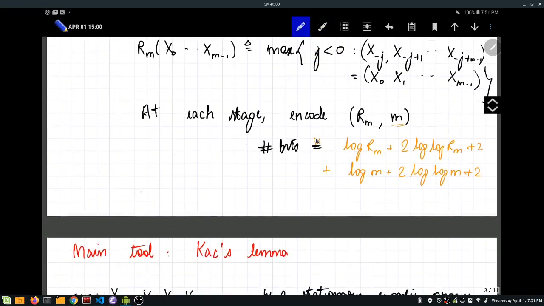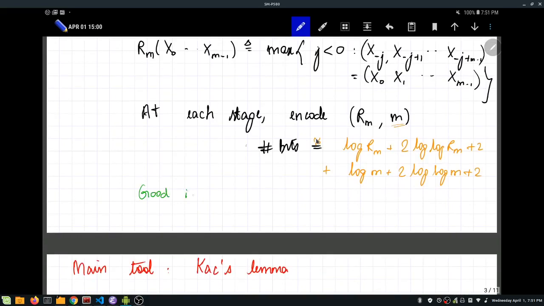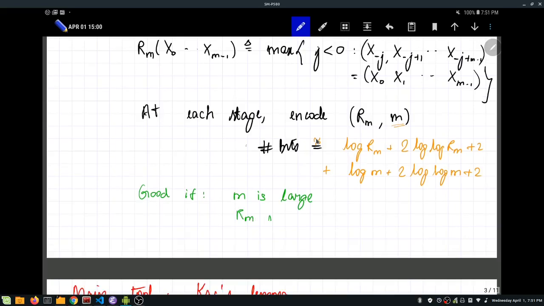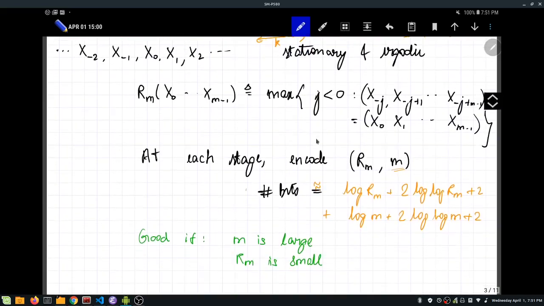So m being large is good, because it means that there's a bigger match and you need fewer bits, and this means that the phrase is large enough. And Rm must be small, this is good. Basically the entire proof that we are going to give is by showing that Rm is actually not too large, it's pretty small.